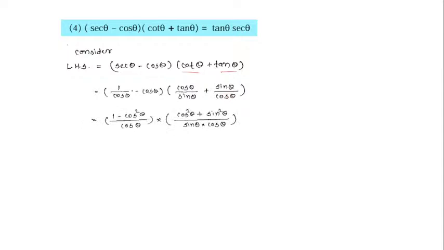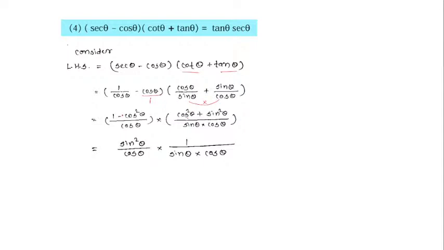So for the first bracket, we have to cross multiply. The denominator of cos theta is not given, so it must be 1. So 1 into 1, that's 1, minus cos theta into cos theta, that's cos square theta, divided by cos theta into 1, cos theta. So this is the expansion for the first bracket. In the same way, for the second bracket also, we have to cross multiply. Cos theta into cos theta, that's cos square theta, plus sin theta into sin theta, sin square theta, divided by sin theta into cos theta.